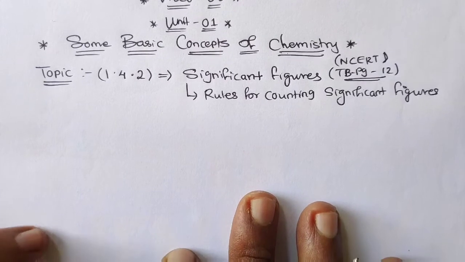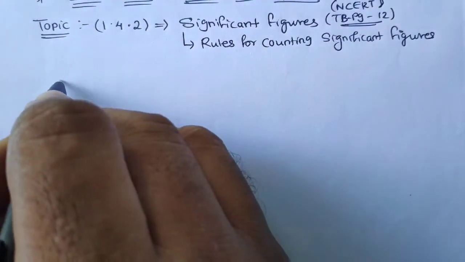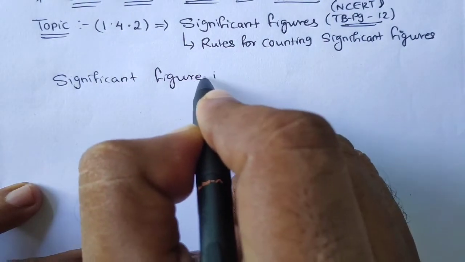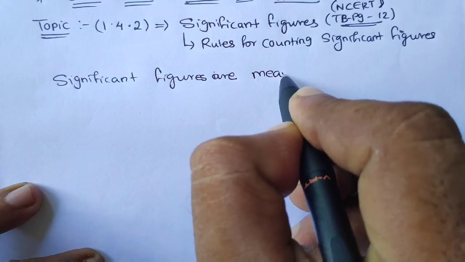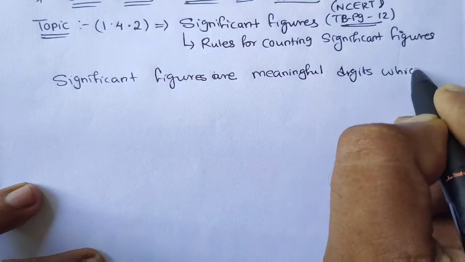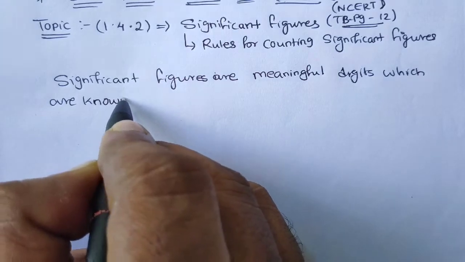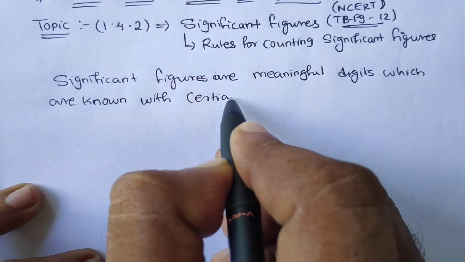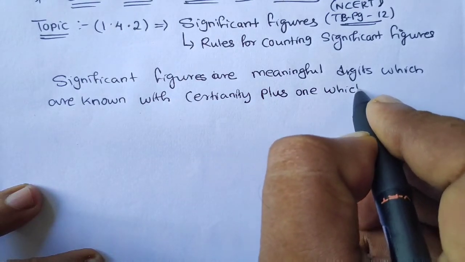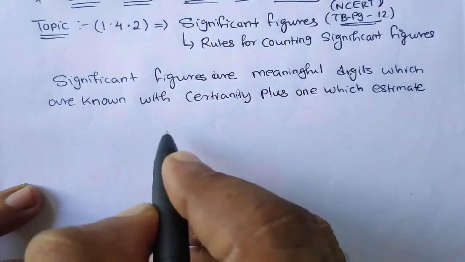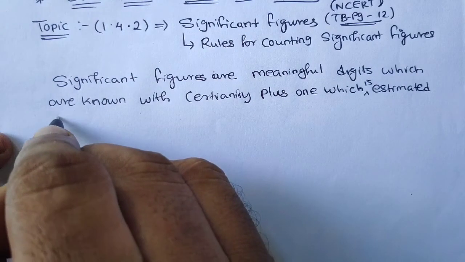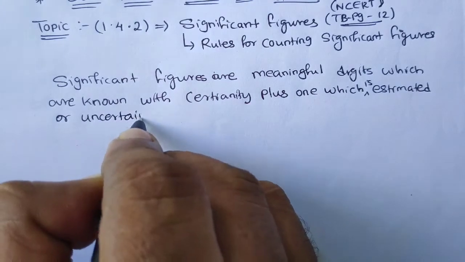If a definition is asked, we can write: significant figures are meaningful digits which are known with certainty, plus one which is estimated or uncertain. Now what is the meaning of that?